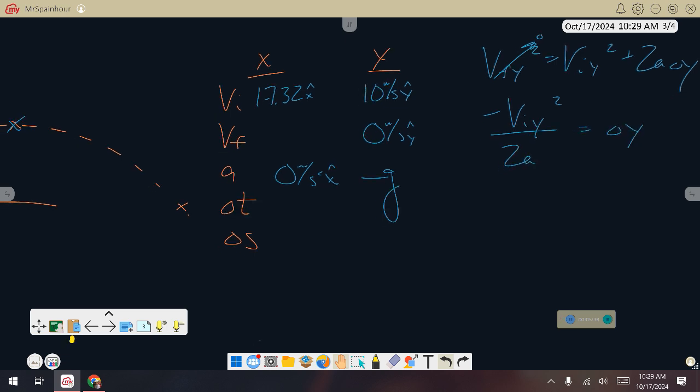Will the squared cancel that negative? Nope. Because the negative's not inside, the VIY is being squared, the negative's not in there. Also, this negative will cancel with the negative that is right down here. It doesn't cancel because of the squared. So 10 squared is 100, divided by 2 is 50, divided by 9.8 is roughly 5 and change.